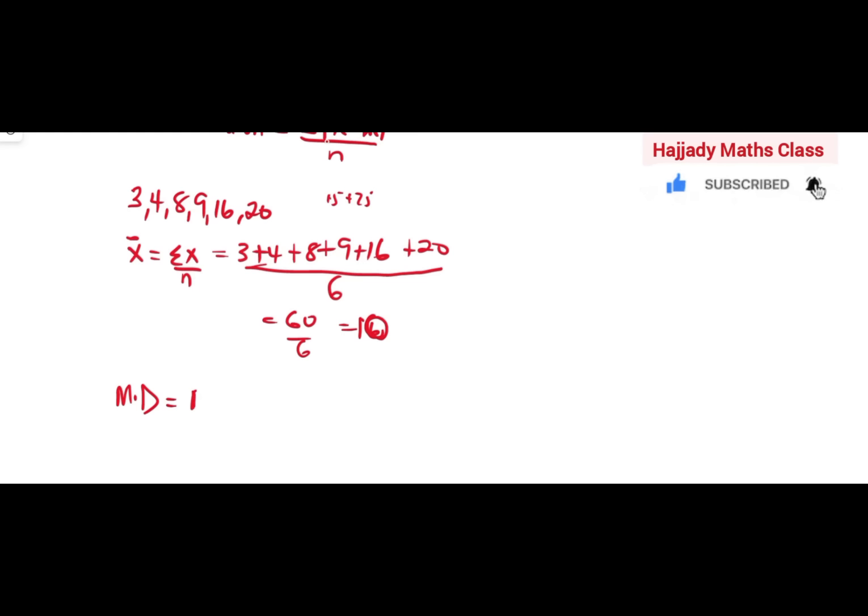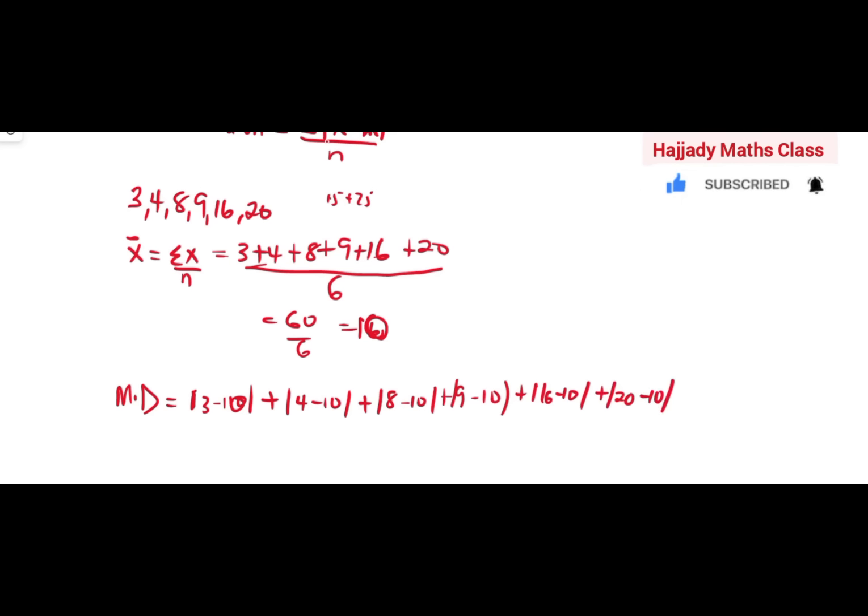So my first x is 3 minus 10, the positive value of it. The next observation is 4 minus 10, plus the next observation, 8 minus 10, plus the next observation, 9 minus 10, plus the next observation, 16 minus 10, and the last one, which is 20 minus 10.